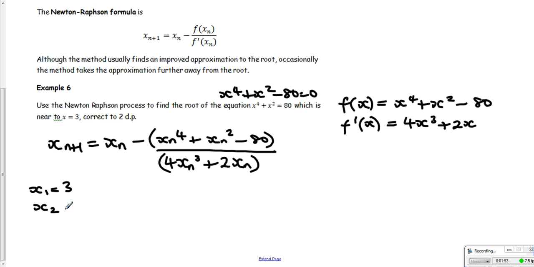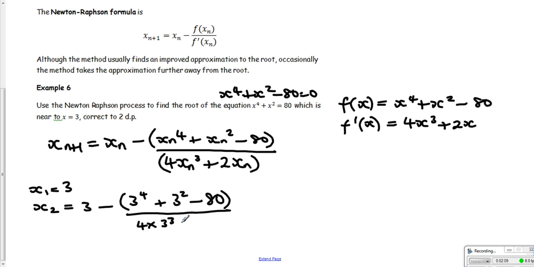So our second approximation, this would be 3 minus, and then you're going to have 3 to the power of 4 plus 3 squared minus 80. And on the bottom we'll have 4 times 3 cubed. Remember to cube it first, and then multiply it by 4 and then 2 times 3. So work all that out. Pause the video if you want to at this stage. And I got 2.9122. So just check that you can get that on your calculator.